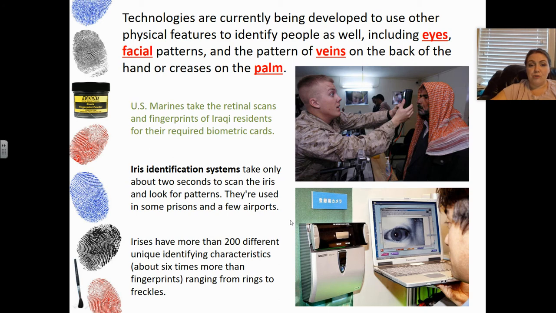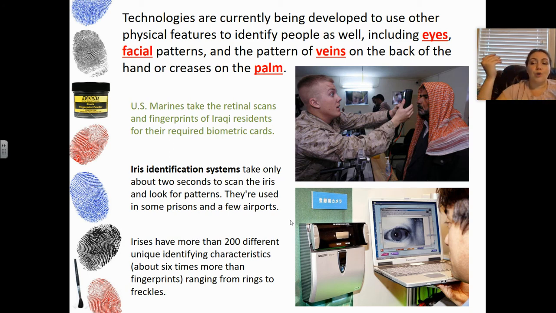Technologies are currently being developed to use other physical features to identify people as well, including our eyes, our facial patterns, the patterns of veins in the back of our hand and creases of our palms. All of that is actually pretty unique to us. The U.S. Marines takes retinal scans and fingerprints of Iraqi residents for their required biometric cards. Kind of like normal, the military is usually the one that tests new security features out before it becomes mainstream. So probably irises are coming in the future as being a very common method of identification instead of fingerprinting.